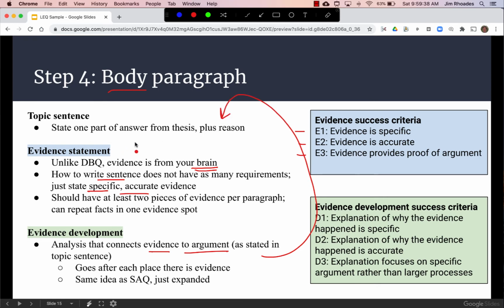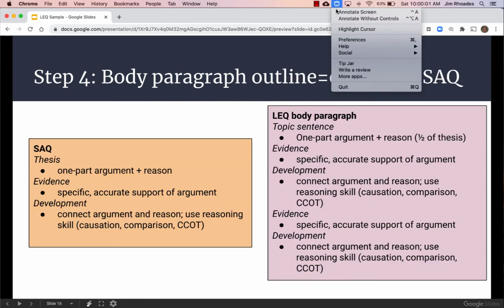When I write my topic sentence, I just take half of my thesis, basically. And it's okay if you repeat half of your thesis, to be very clear. Make sure that reason makes it in there. Essentially, what's happening with my evidence and development is the same thing I do in an SAQ. It's just expanded. And we'll look at that here.